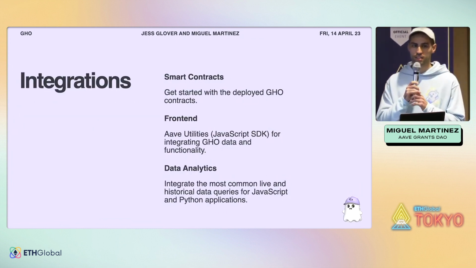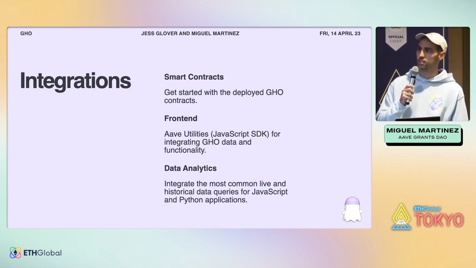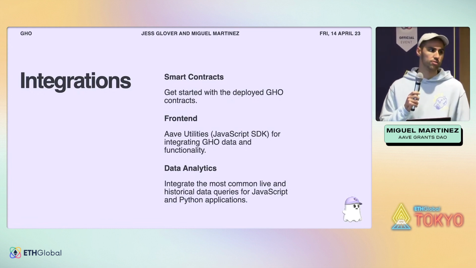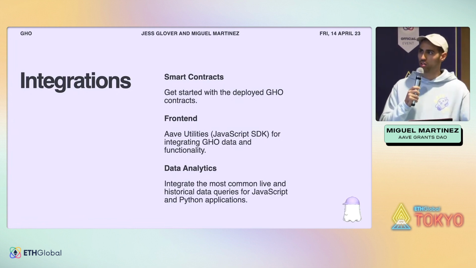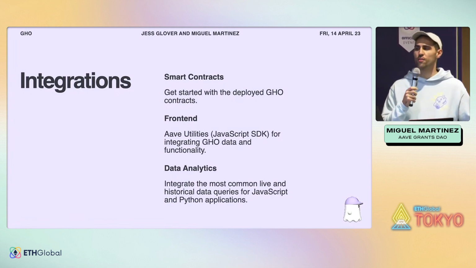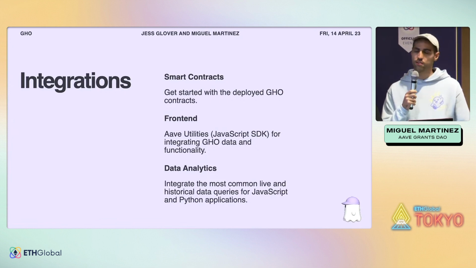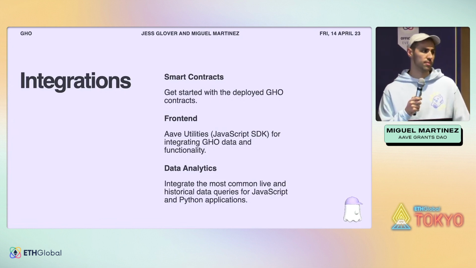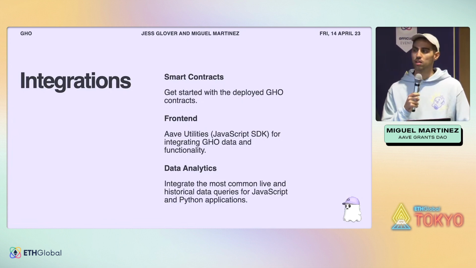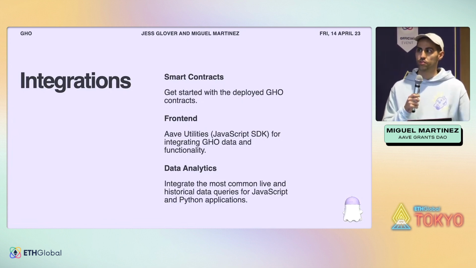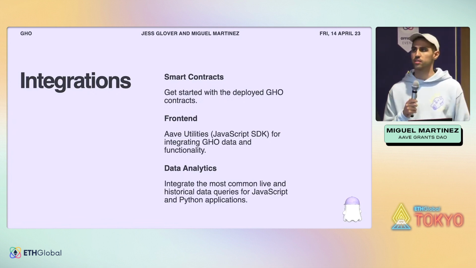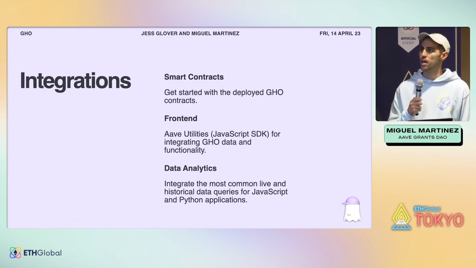Regarding integrations, the question is how do you integrate or interact with the Aave protocol and GHO? There are plenty of ways to interact with it. If you are a smart contract developer, you can make use of all the NPM packages available. There are two or three for the Aave protocol itself, but there is also one for GHO. You can install it in your repository. It doesn't matter if you are using Hardhat or Foundry.